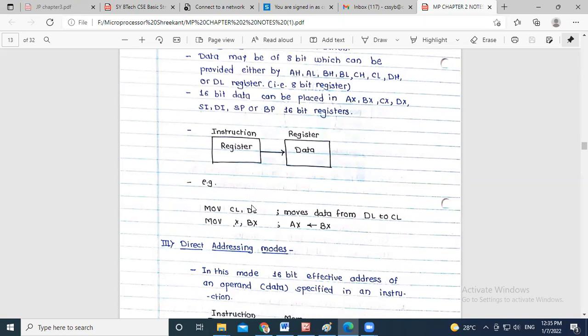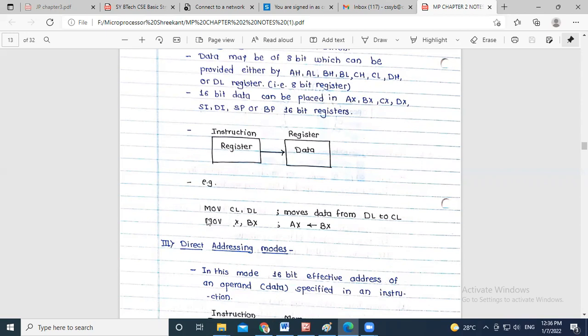Whatever data is contained in the D register at the lower level is transferred into the C register at the lower level. That is the meaning. So the data is moved from DL to CL, right to left in the instruction. The right register DL is transferred into the CL register with the opcode MOV.